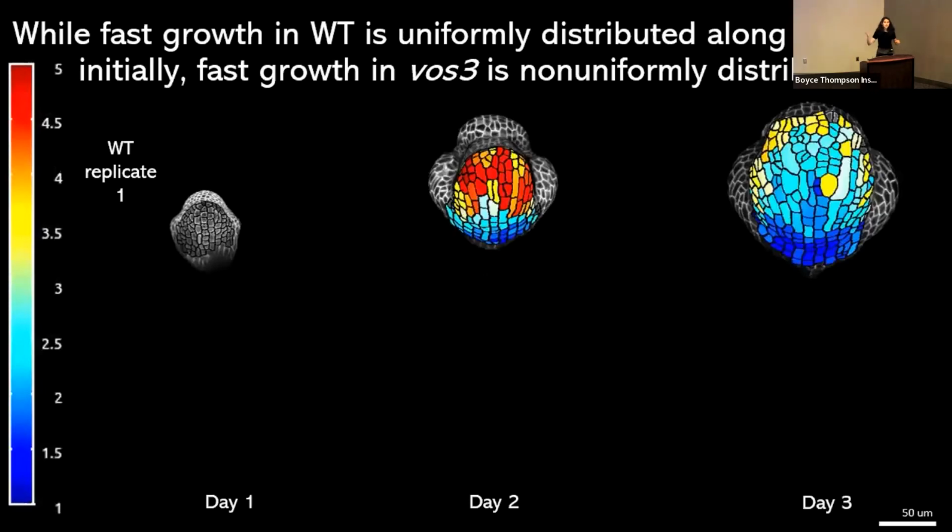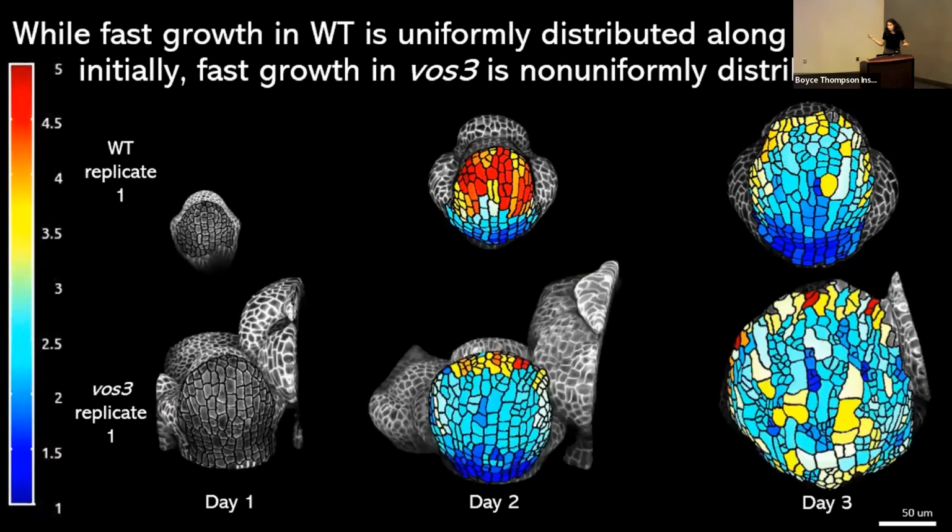What you see here is a heat map of area growth rate for the first 3 days of our wild type first replicate. As you can see, cells that grow faster are in red, and those that grow slower are in blue. On day 2, there's relatively fast growth throughout most of the sepal. By day 3, that growth has slowed somewhat, and the cells that are still growing very quickly are concentrated around the edge of the sepal in a uniform pattern.